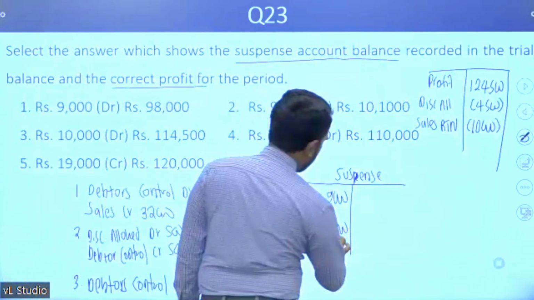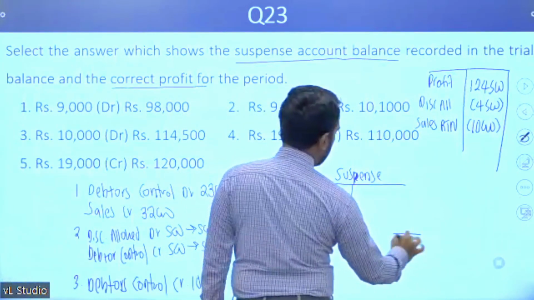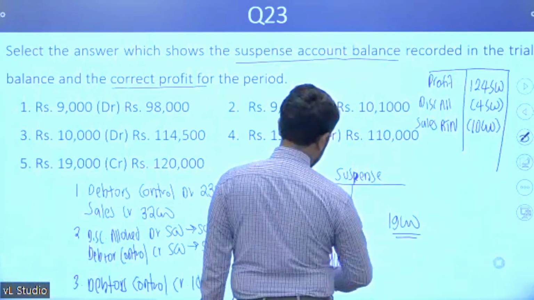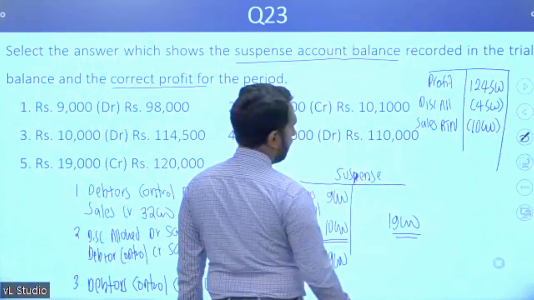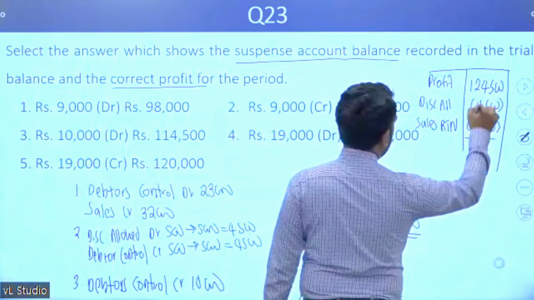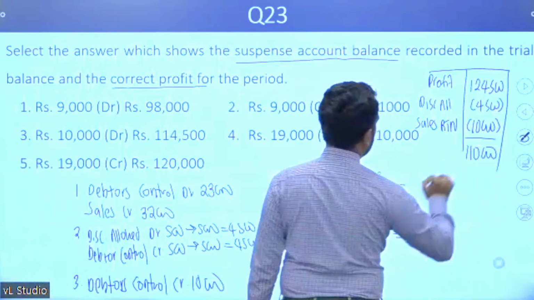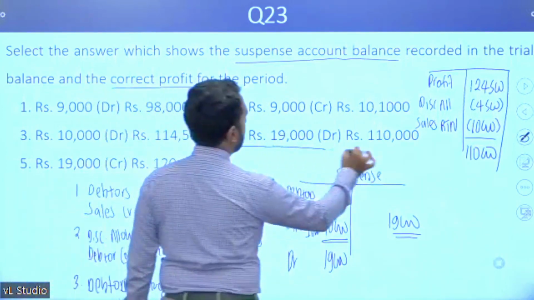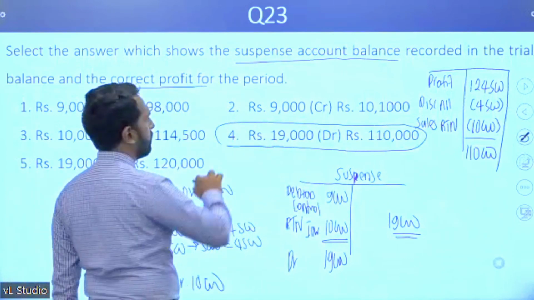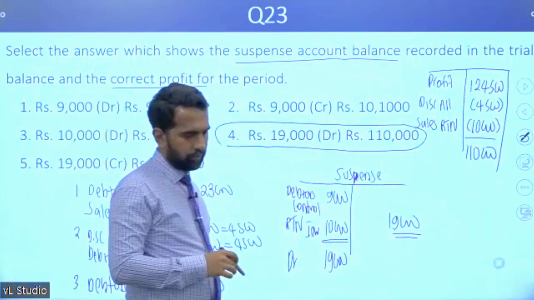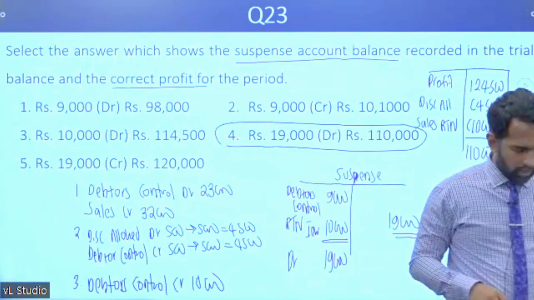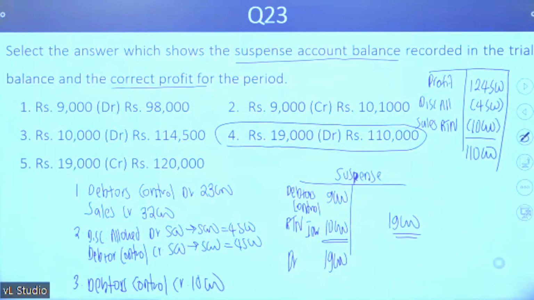So accordingly, your suspense account balance is 19,000, which is a debit balance. The adjusted profit is 110,000. So 19,000 and 110,000, answer number 4.